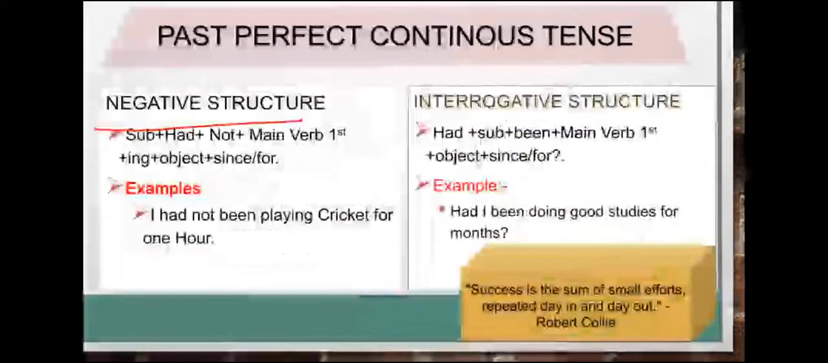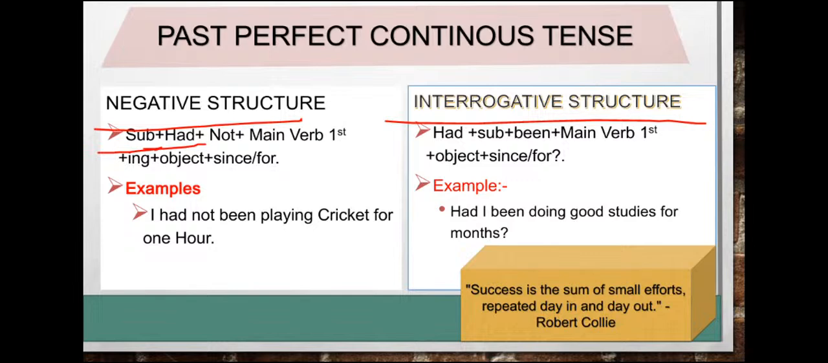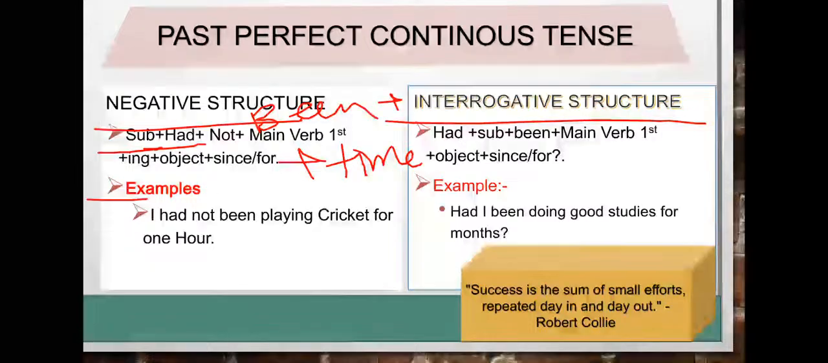Let's get into the negative structure, ladies and gentlemen. We have subject and had. Now here's the concept: after had is the helper, and not is placed immediately after had, and then we will be having been. I missed been again right here, sorry for that. You can add been plus the ing form of the verb, and since or for plus time. Please add that. Okay, examples.